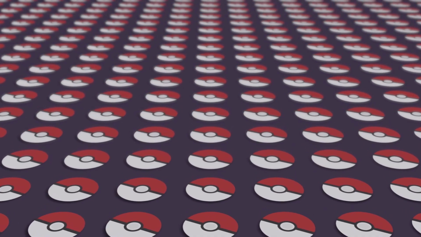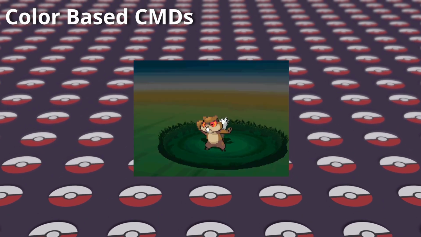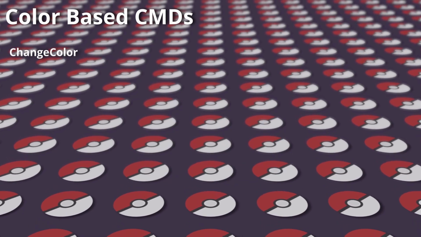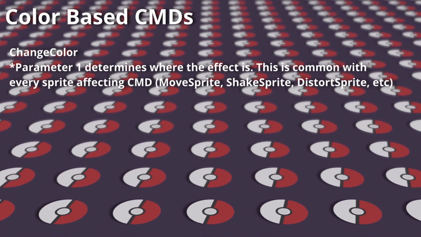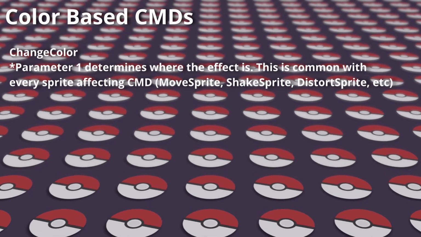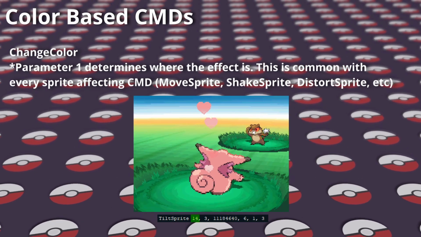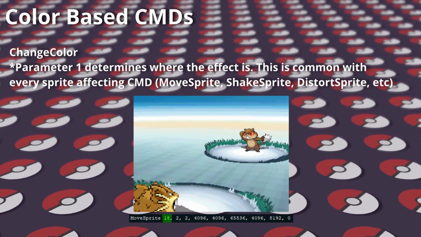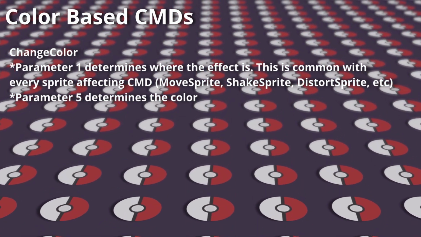The last command I'll go over are the color-based commands. If you ever see a sprite's color change, such as in the elemental punches, this is primarily due to the change color command. The parameters to note are parameter 1 and parameter 5. Parameter 1 is a 3-variable boolean that pretty much every sprite affecting command has, and it is used to determine which sprite is affected by the command. 14 means the user is affected, 16 means that the opponent is affected, and 18 means that both sprites are affected. Then there is parameter 5, which actually determines the color.